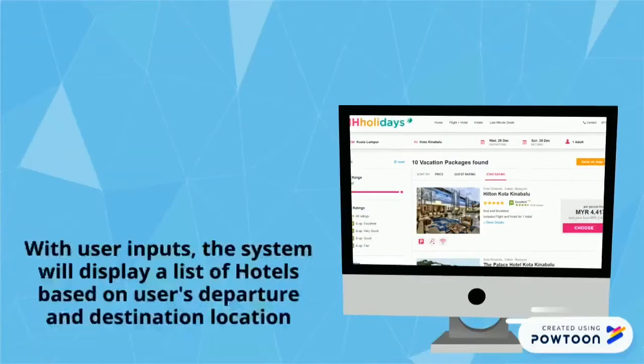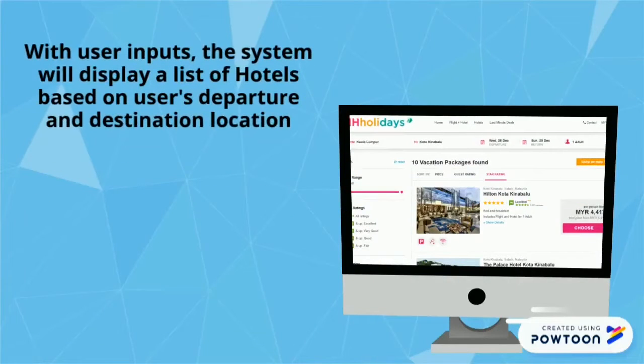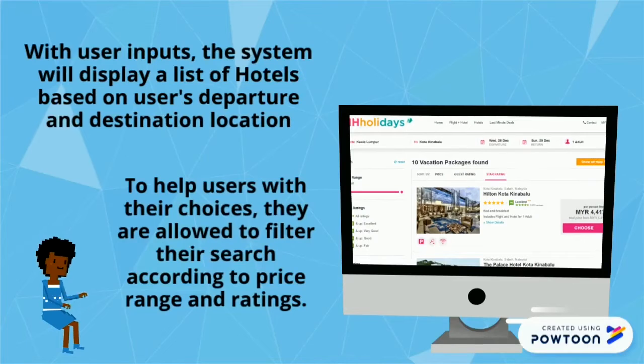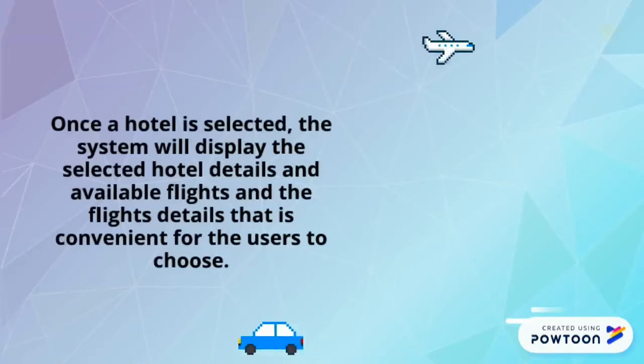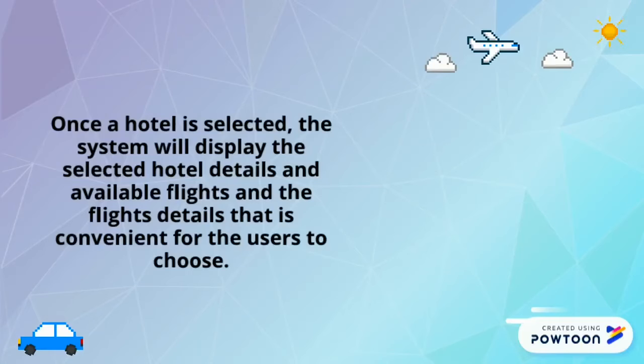Then, they were required to input their flight details, and the system will then display a list of hotels that match their input. To help users with their choices, they are allowed to filter their search according to the hotel price and ratings. Once a hotel is selected, the system will display the selected hotel details and available flights that are convenient for the user to choose.